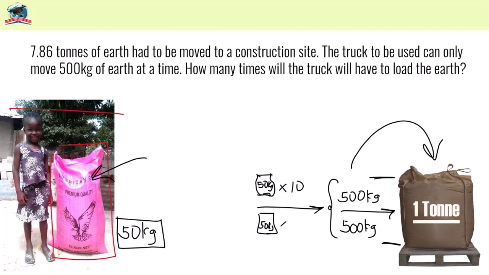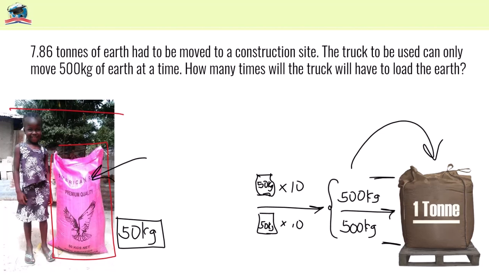You multiply it by 10, that will give you 500 kg. So that's how it looks like. So 500 kg is half of a ton. Good. Let's go to our question proper.